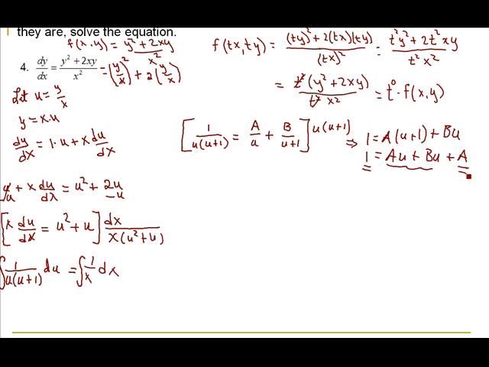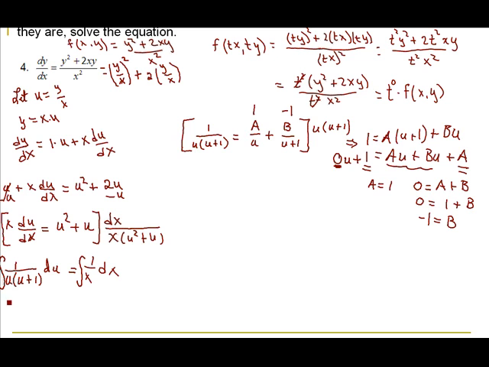You want to set your constants equal to each other. That tells you that a is equal to 1. And then the u terms should also be equal to each other. Now there's not a u term on the left side. If you put a u term there, the coefficient is 0. That tells you that 0 is equal to, my u term on the right side has coefficients of a plus b. A is 1. And so subtracting 1 from both sides, we get b is equal to -1. So b is -1, a is 1.